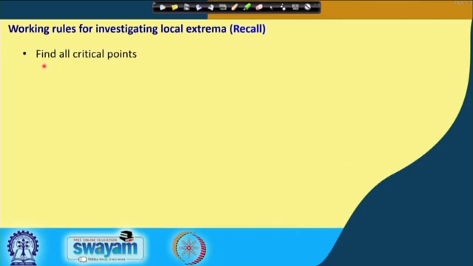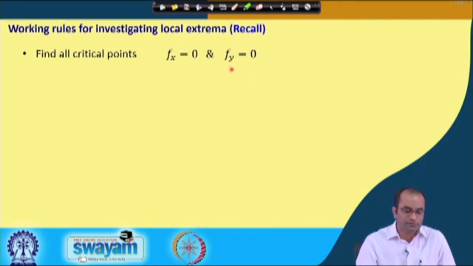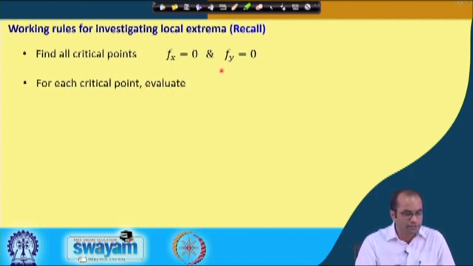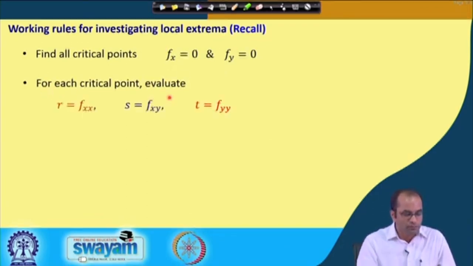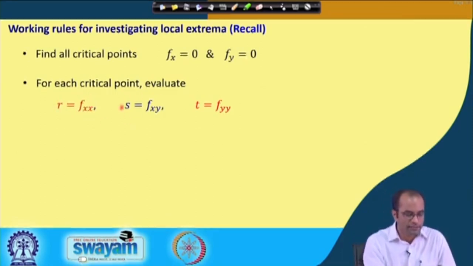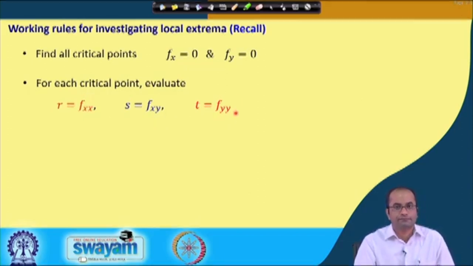So, we need to first find all the critical points, and we will get those critical points by solving these equations. The partial derivative of f with respect to x will be set to 0, and the partial derivative of f with respect to y will be set to 0, and then we will solve these two equations to get all the points which satisfy them. Those will be the critical points, and then for each critical point we will evaluate, with the notation r we have used for the second derivative with respect to x, and then s the mixed derivative, and t which is the second derivative with respect to y of the function f.